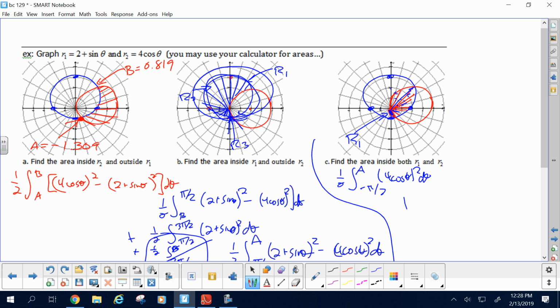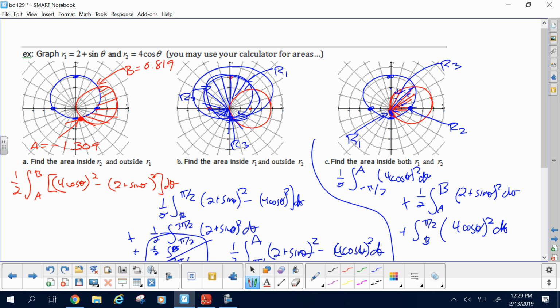Okay. Then region 2. From where to where? From A to 0. A to B. And inside the limaçon, or inside the circle, or between? Limaçon. What is it? 2 plus sine squared. Okay, and then region three. From B to pi over two of? Circle. Okay, you follow? All right.